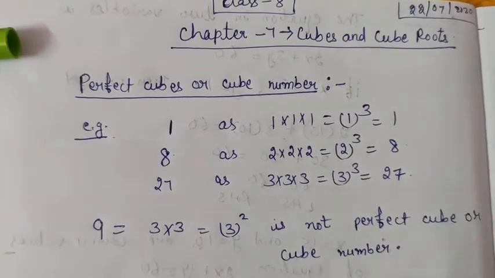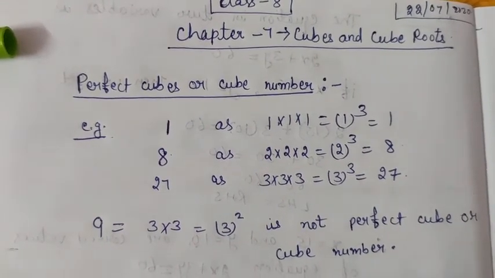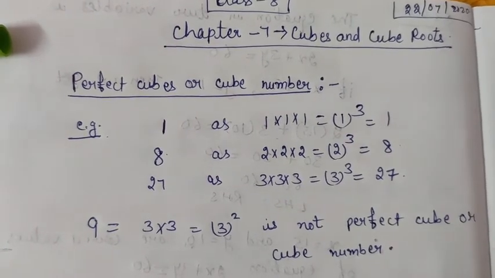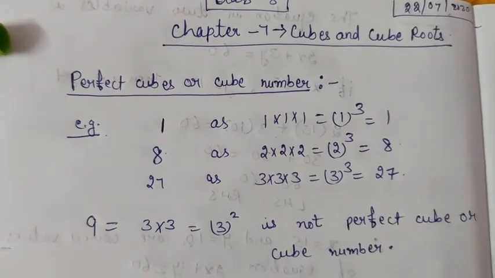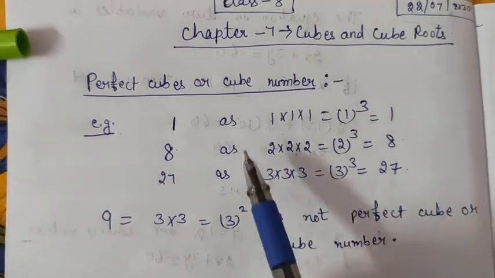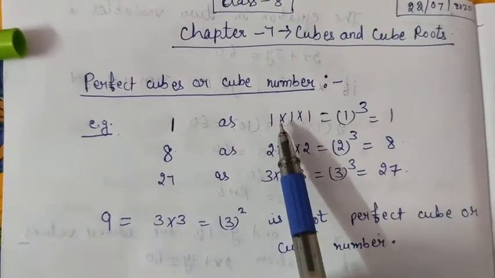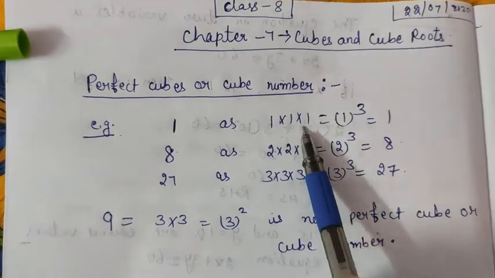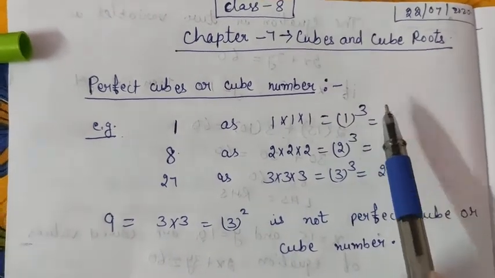Today we will start chapter 7, cubes and cube roots. Now first we will study what a cube, perfect cube or cube number is. For example, take the number 1. We can write 1 as 1 into 1 into 1, that means 1 raised to power 3 is equal to 1.